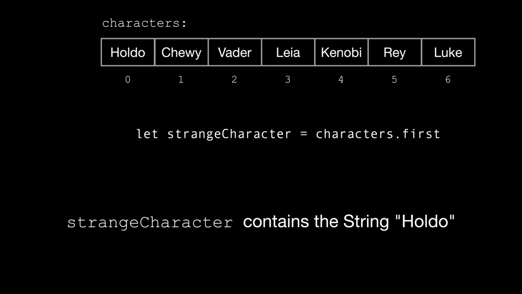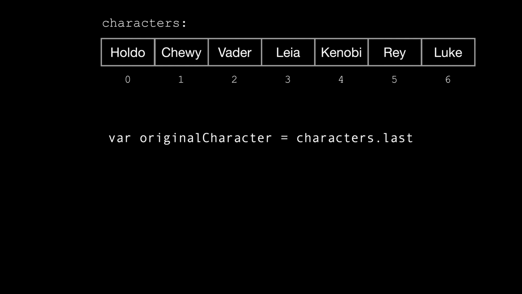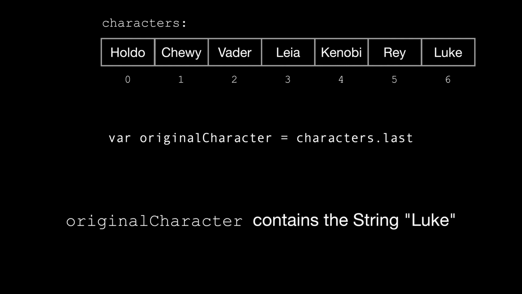Okay, another useful one is characters.last. So in this case, I'm saying make a var original character and assign it to characters.last. The last element in here is the string Luke, so var original character will be assigned the string Luke. Again, if our array was an array of integers and we did array.last, then the .last would return an integer value and our variable would be an integer. But since in this case these are all strings, that's what we end up with, an original character.